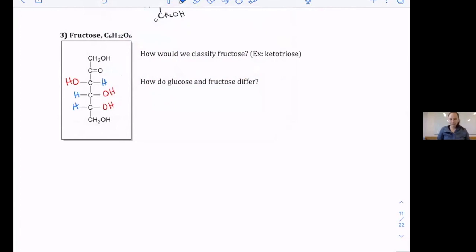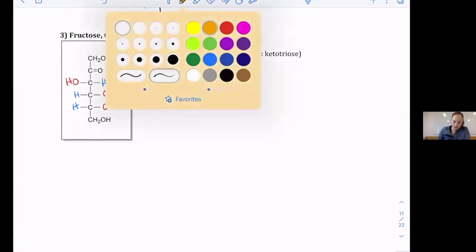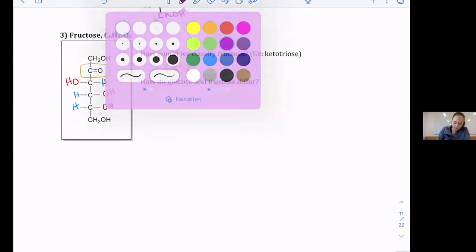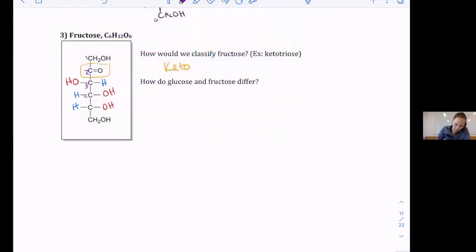So let's go ahead and identify or classify what this is. We have our carbonyl carbon, which is now a ketone. So we have keto. We have 1, 2, 3, 4, 5, 6 carbons still, hexose, to show that it's a sugar.